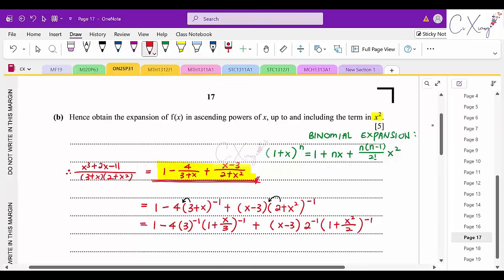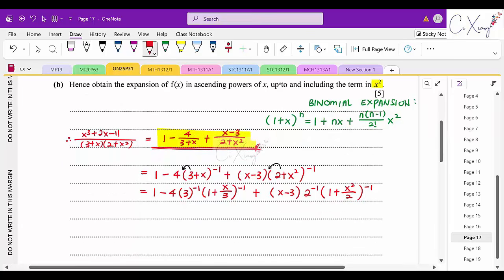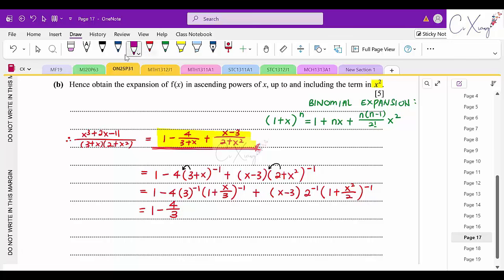Right. So now for this step, you are seeing that I try to get all my brackets to start with the first term being 1. Then again, for 3 power negative 1 means divided by 3. So 4 divided by 3. Alright. Then for this particular bracket, I want to apply the binomial expansion now.